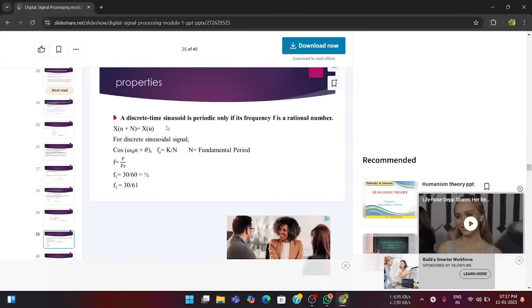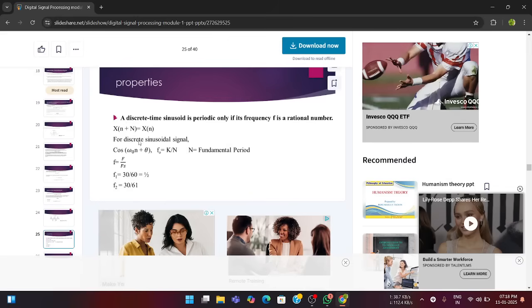Next are the properties. A discrete time sinusoid is periodic only if its frequency f is a rational number. Okay. So here the periodicity property comes under this discrete time signal, that is x of n plus N, where this N represents the period, for a particular period that cycle would be repeating. For a discrete time sinusoidal signal, it is represented as cos(omega naught n plus theta), where f naught is equal to k by N, where N is the fundamental period. Omega naught we can write as 2 pi f naught. For that, f naught is equal to k by N, where f is equal to F by Fs, where Fs is the sampling frequency.